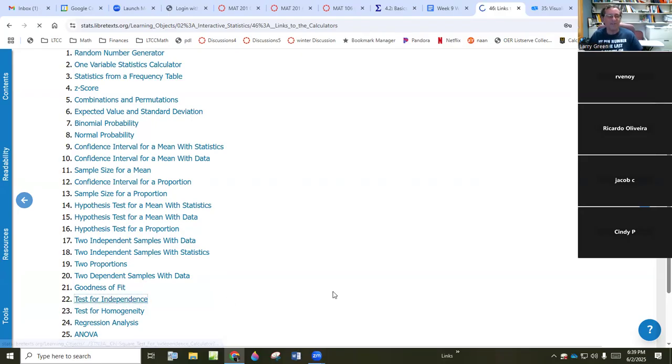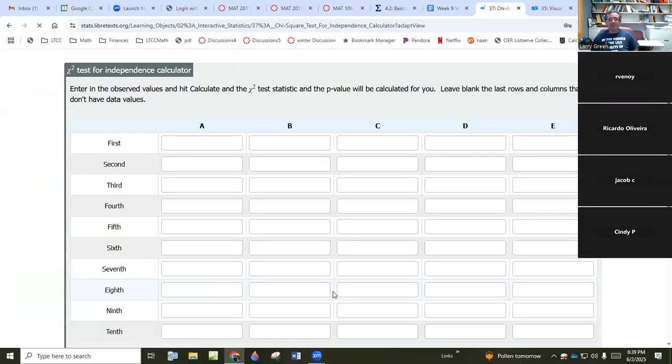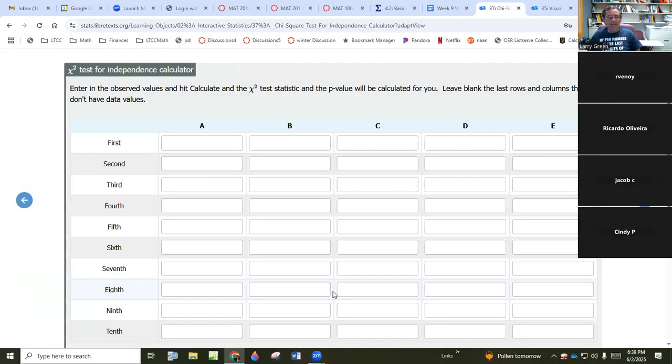So I click on test for independence. And what it says is enter in the observed values and hit calculate, and the chi-square test statistic and the p-value will be calculated for you. Leave blank the last rows and columns that don't have data values. Okay, so now we just put in the values.